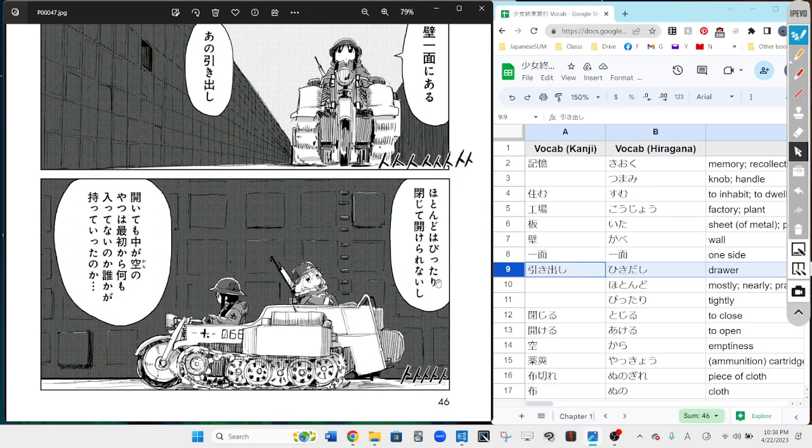Hotondo wa pittari tojite akerarenai shi. Aitemo naka ga kara no yatsu wa saisho kara nani mo haite nai no ka tashika ga motte ita no ka. So most of them are shut seamlessly, and you can't open them. And not only that, even if you open them, normally the insides are just kind of empty. And from the beginning, it's like, was there nothing in here? Was there something in here? You have no idea. It's just like, what's up with these drawers?